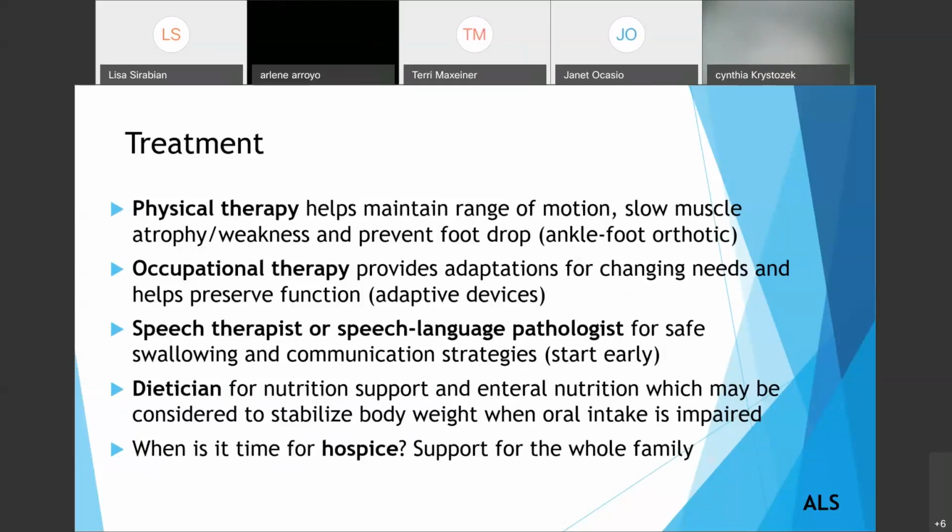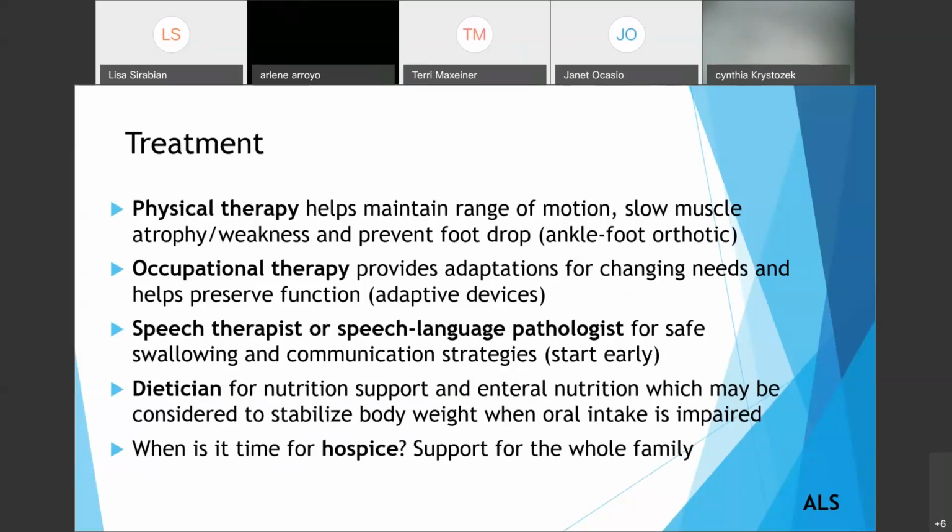So treatment, we collaborate again with physical therapy, occupational therapy, speech therapy, or the speech language pathologist, in terms of assessments, evaluations, and interventions to help with the ever-changing deficits that they're dealing with. The dietitian also is going to be very helpful for nutritional support and enteral support.